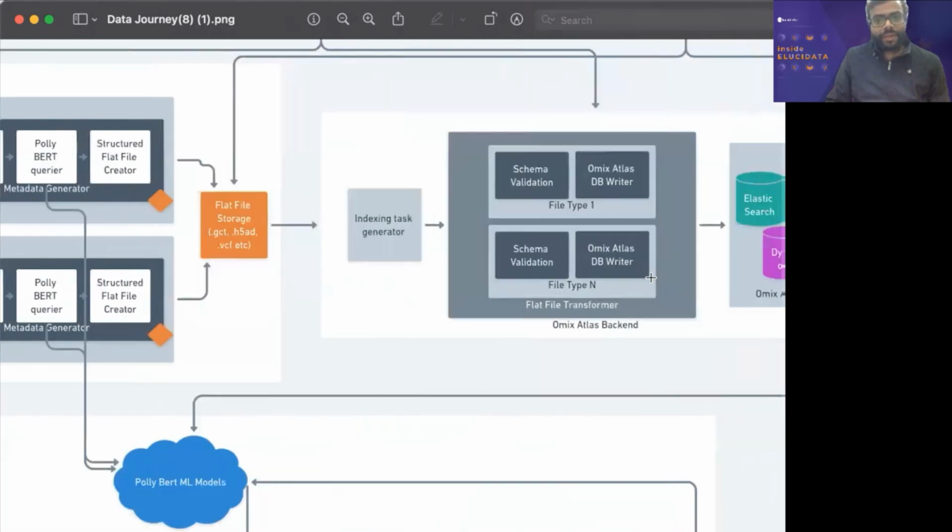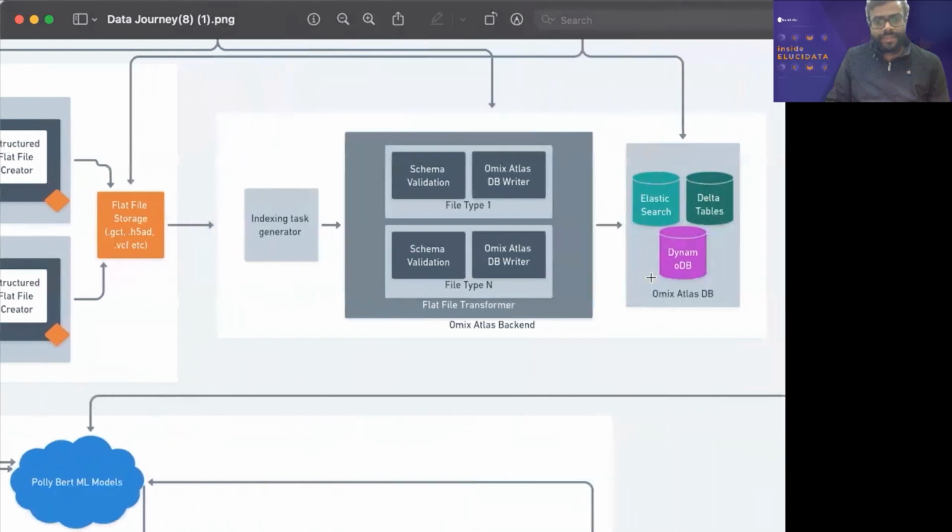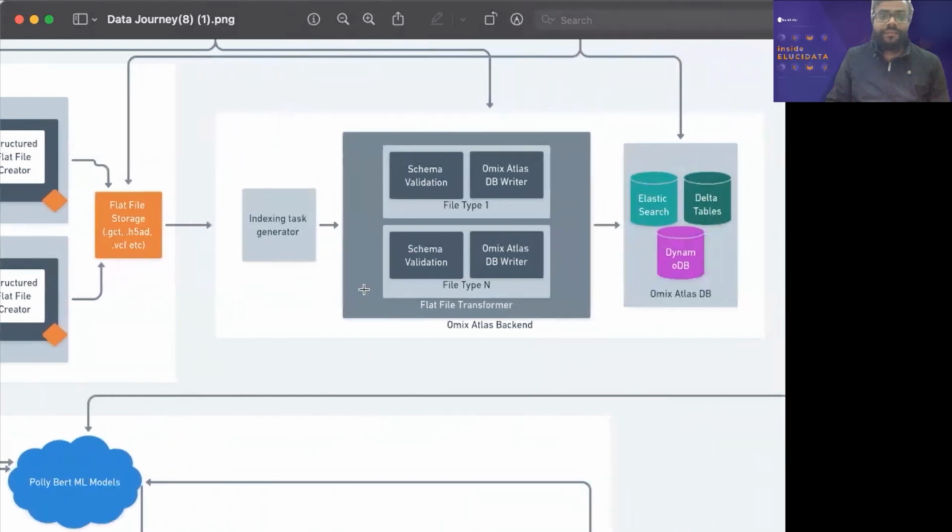Now, the second part of this whole thing is data infra. The data infra converts all of these flat files into binary format files which are queryable, so that we are able to provide APIs out of these curated data, and people are able to query these on a very granular level, on a molecular level.